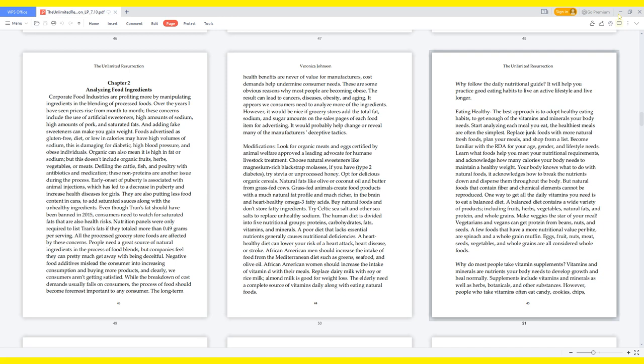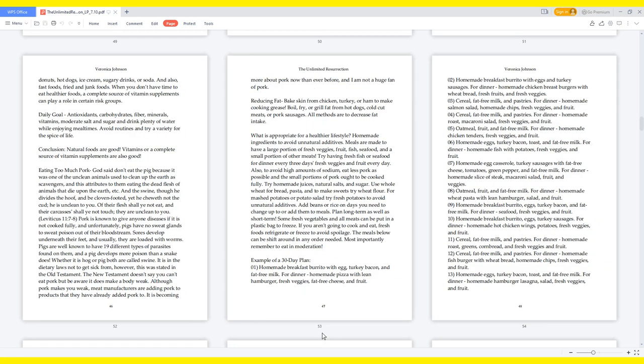Why do most people take vitamin supplements? Vitamins and minerals are nutrients your body needs to develop, grow, and heal normally. Supplements include vitamins and minerals as well as herbs, botanicals, and other substances. However, people who take vitamins often eat candy, cookies, chips, donuts, hot dogs, ice cream, sugary drinks, or soda. And also, fast foods, fried and junk foods.